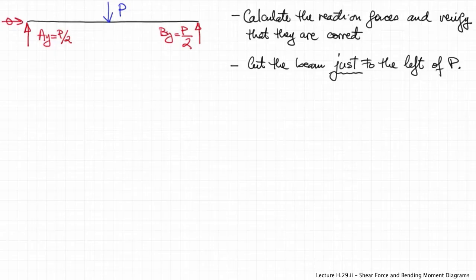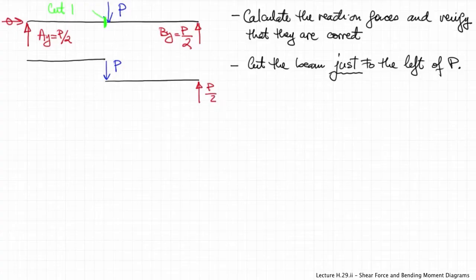Now, let's see what's happening inside the beam. Firstly, we will cut the beam just to the left of P, infinitesimally to the left of P, as you can see, Cut 1 here in the figure, and let's draw the resulting free body diagrams of the two members. I'm going to draw them staggered just so I can properly draw the internal forces at point C.